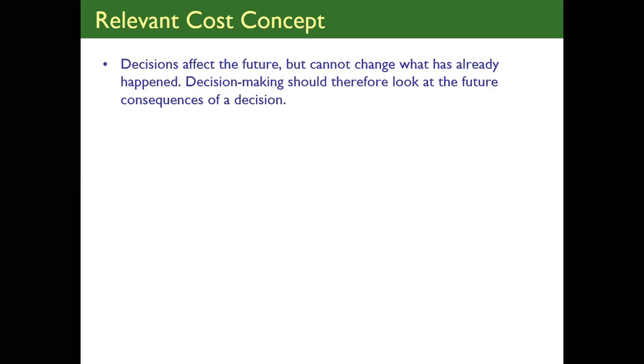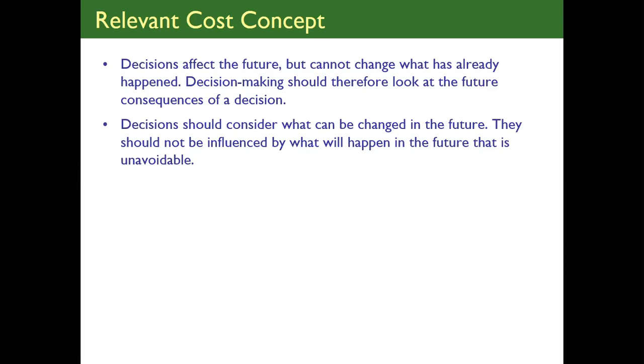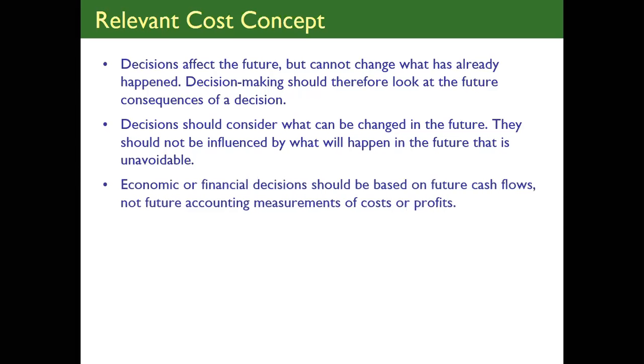Decision making should therefore look at the future consequences of a decision. Decisions should consider what can be changed in the future. They should not be influenced by what will happen in the future that is unavoidable. Unavoidable means any fixed cost which you have already committed. Economic or financial decisions should be based on future cash flows, not future accounting measurement of cost or profit.